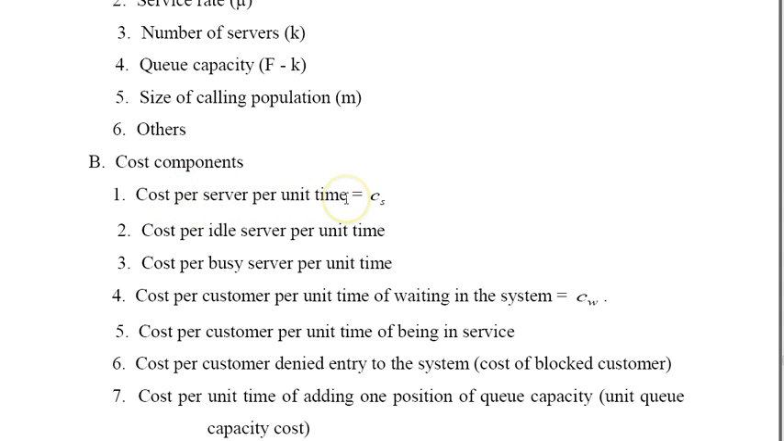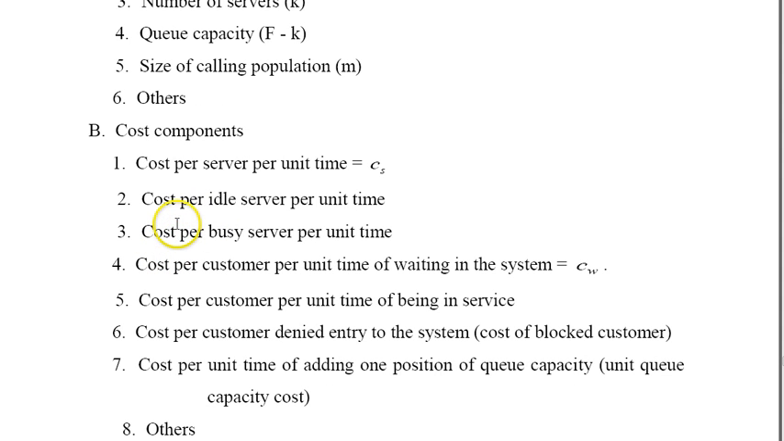So per hour, or per minute, or per day, or per month, or per week, whatever unit of time you use. And you use CS for that. Sometimes we also have the cost per idle server per unit time, and the cost per busy server per unit time.